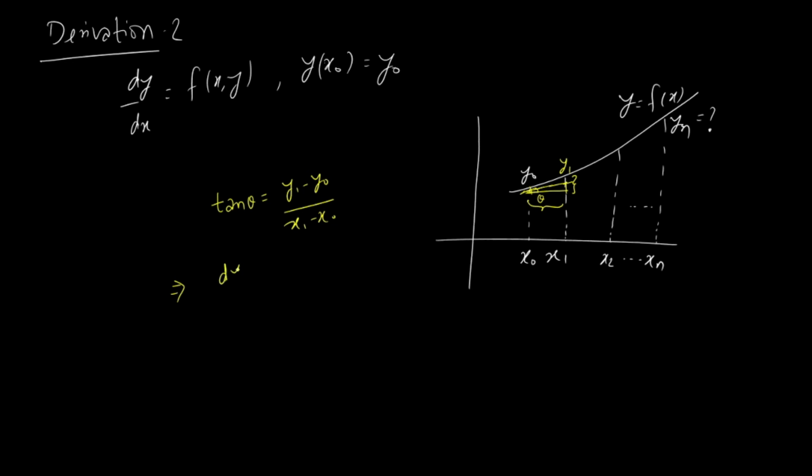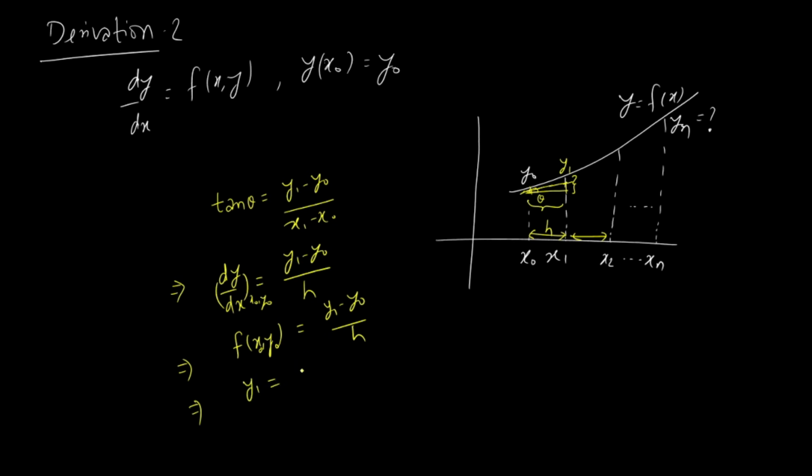This is the slope, so we can write dy by dx is equal to (y1 minus y naught) divided by h. From the question we can write dy by dx as f of x, y, which is (y1 minus y naught) by h, at the point x naught, y naught. Then it gives us y1 equals y naught plus h f(x naught, y naught), right? This is for the first interval.